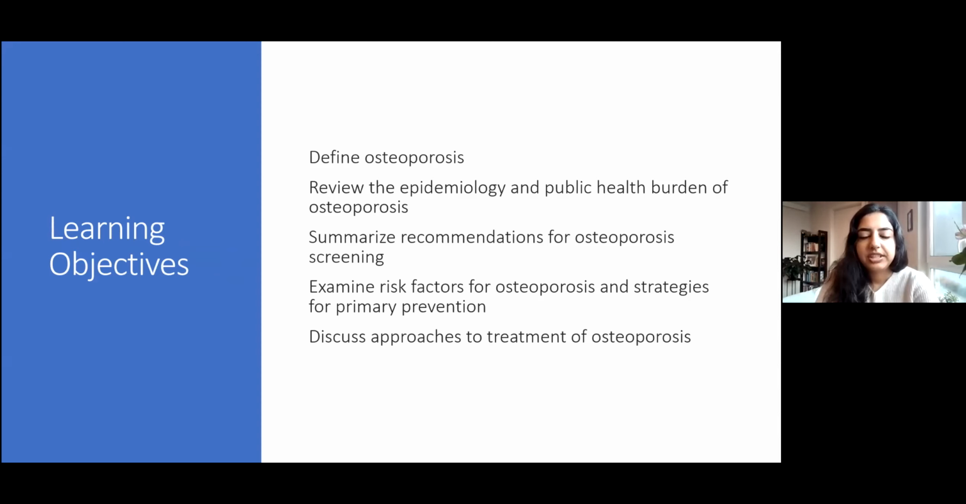So in terms of my learning objectives for today, we'll take some time to define osteoporosis. I'll share some of the epidemiology and public health perspectives on osteoporosis. We'll talk about the screening recommendations that exist for osteoporosis. We'll go over some of the risk factors for osteoporosis and some of the things to consider when you're thinking about who to screen. We'll talk about strategies for primary prevention, and then review the many treatment options that are available.